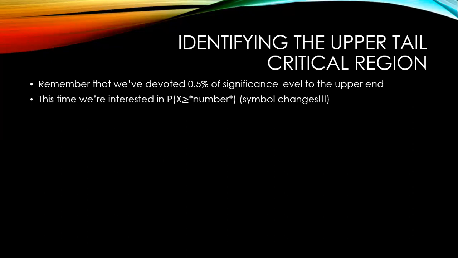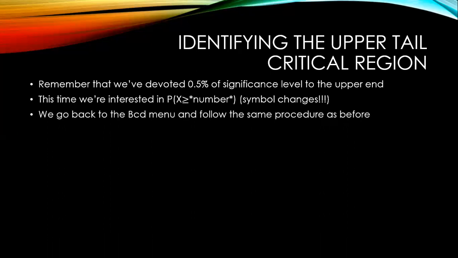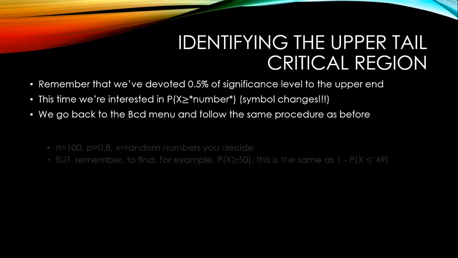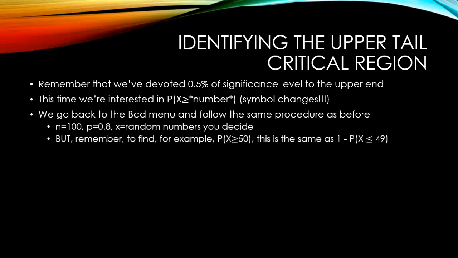We're looking at numbers bigger than the average. With this brown-eyed people hypothesis test, we expect 80 successes, but if we're looking at the upper tail of the distribution, so potentially 100 successes, 99 successes, we want the probability of getting more than or equal to these numbers. So again, we're going to go back to the binomial CD menu in our calculator and follow the same procedure that we did before.